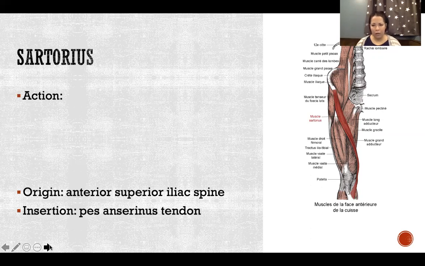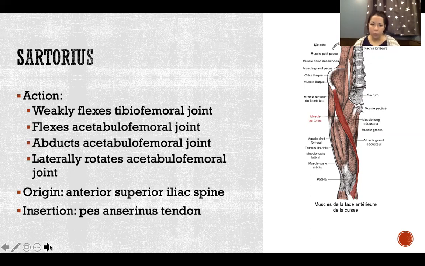So if we break down what those actions are when we go from neutral to a figure four with that knee and that hip, if we break that down into its component actions, this is the list we get. A little bit of flexion of the tibiofemoral joint, so it's weak in that flexion compared to the hamstrings. It also flexes the acetabulofemoral joint, so it's one of our hip flexors. It abducts the acetabulofemoral joint and laterally rotates the acetabulofemoral joint. So if we add all of those things up, that equals that sort of figure four position.